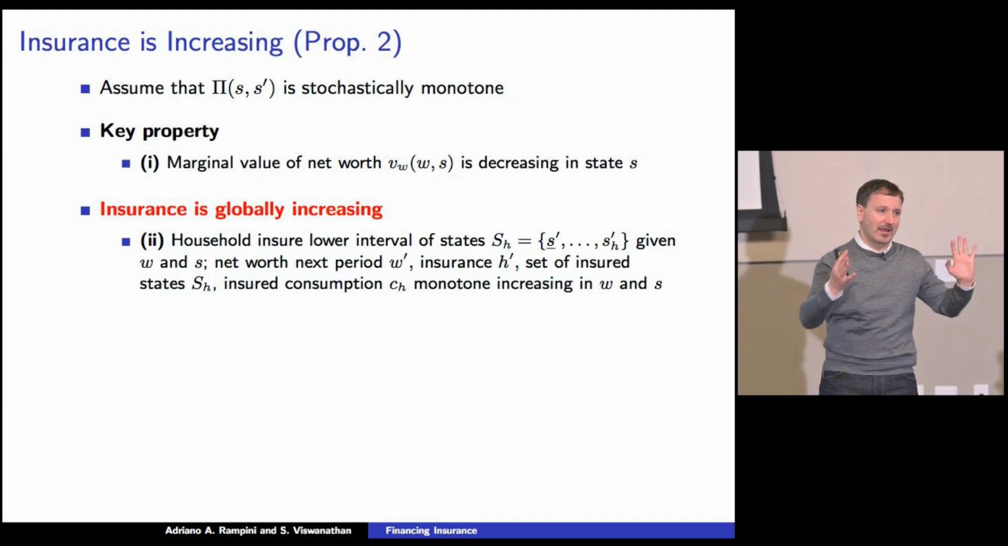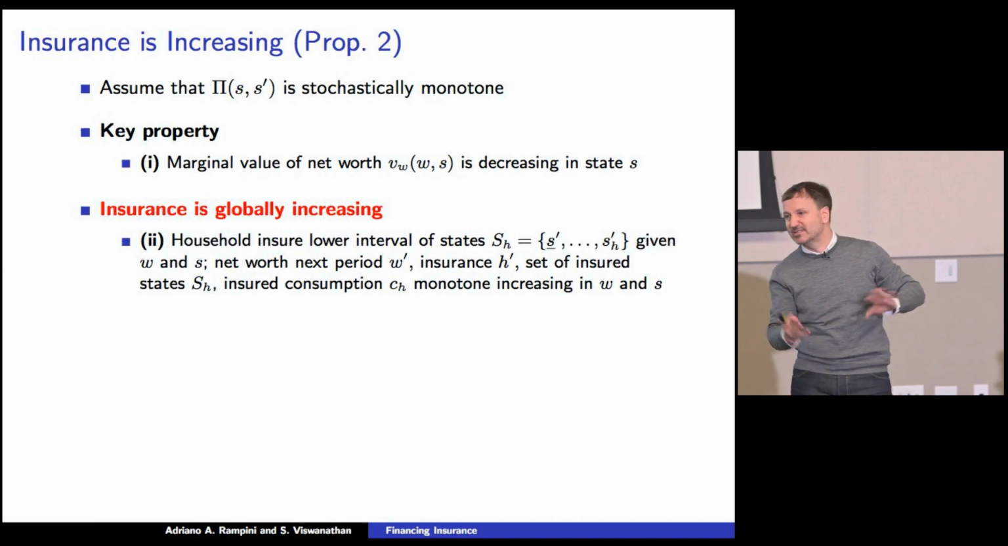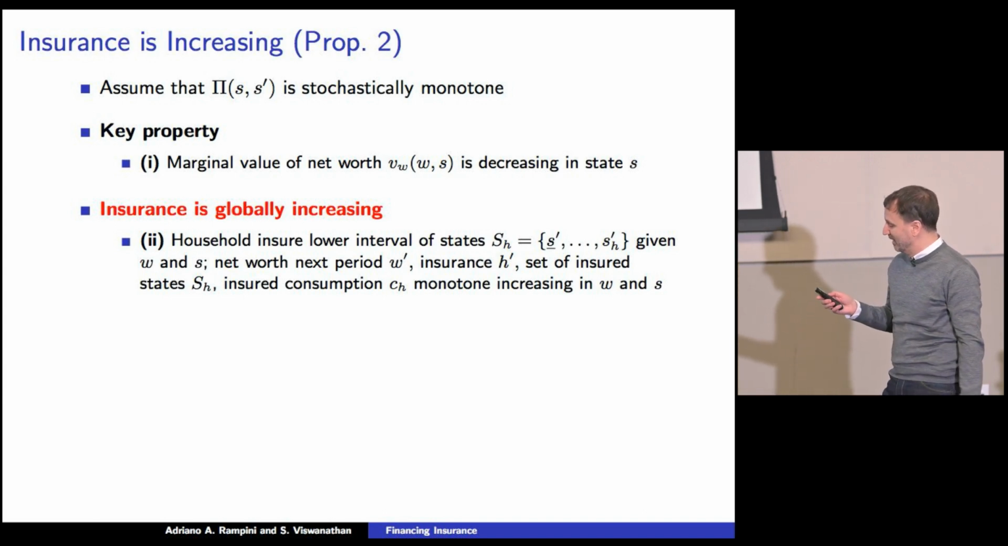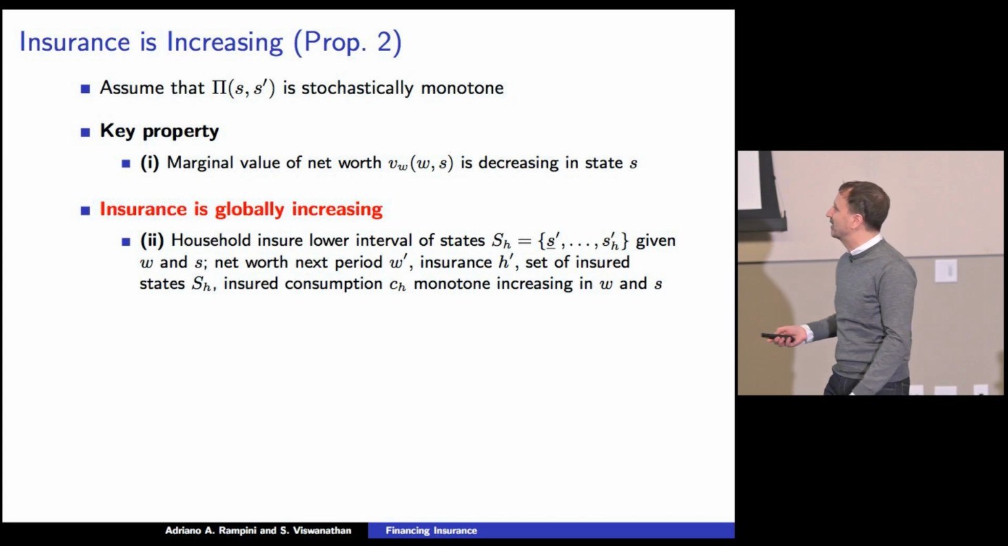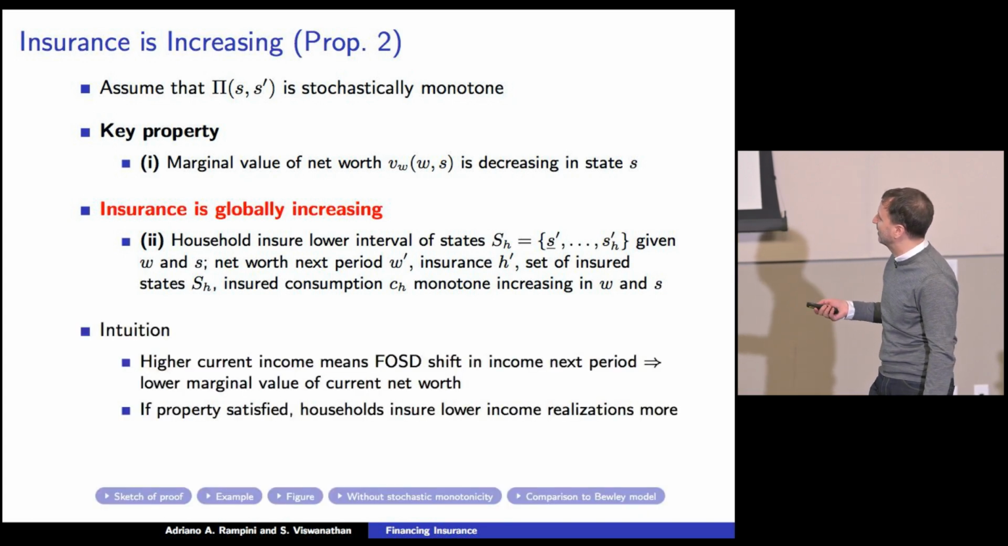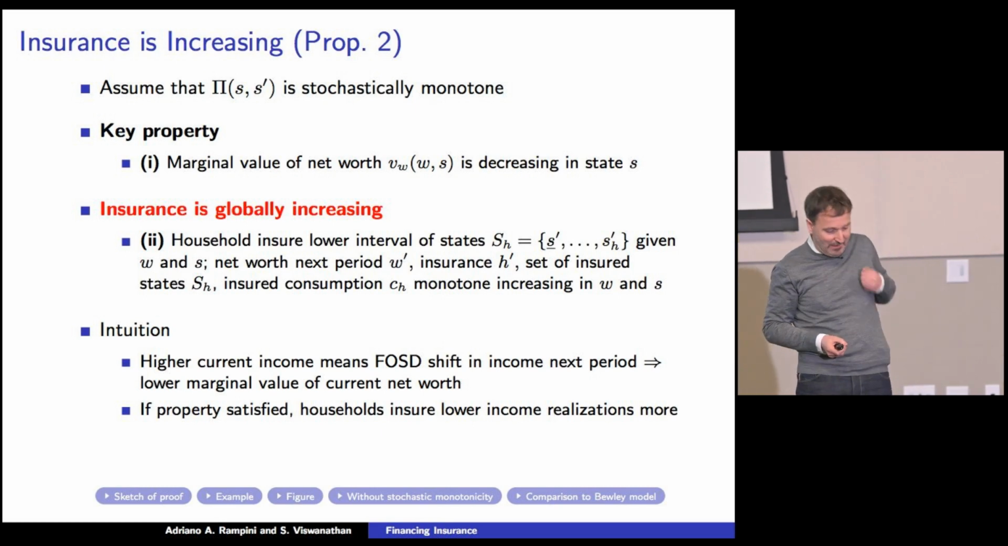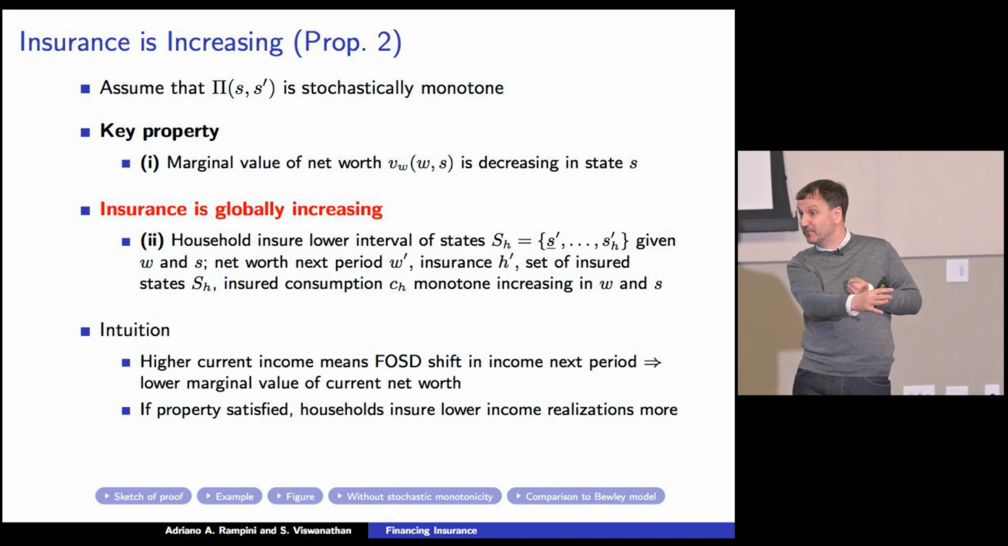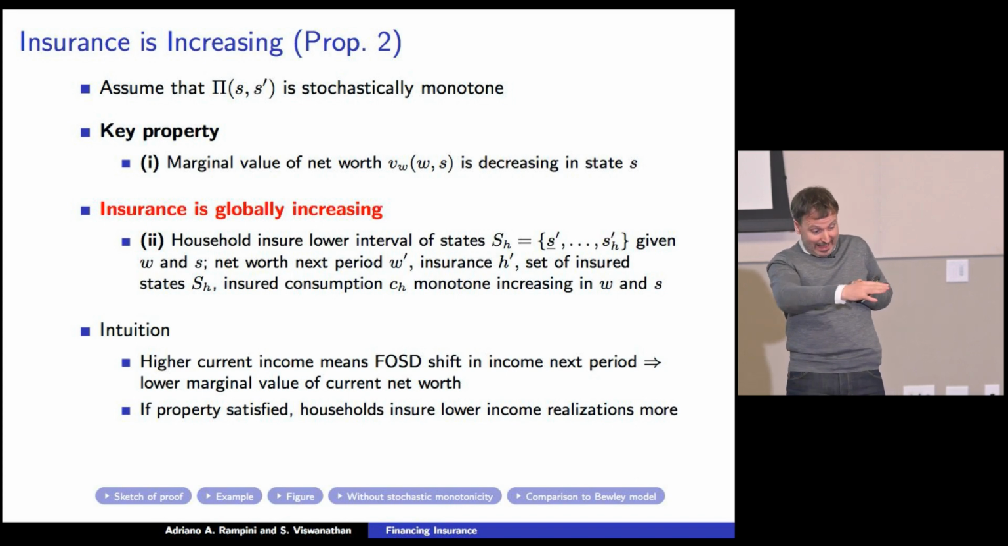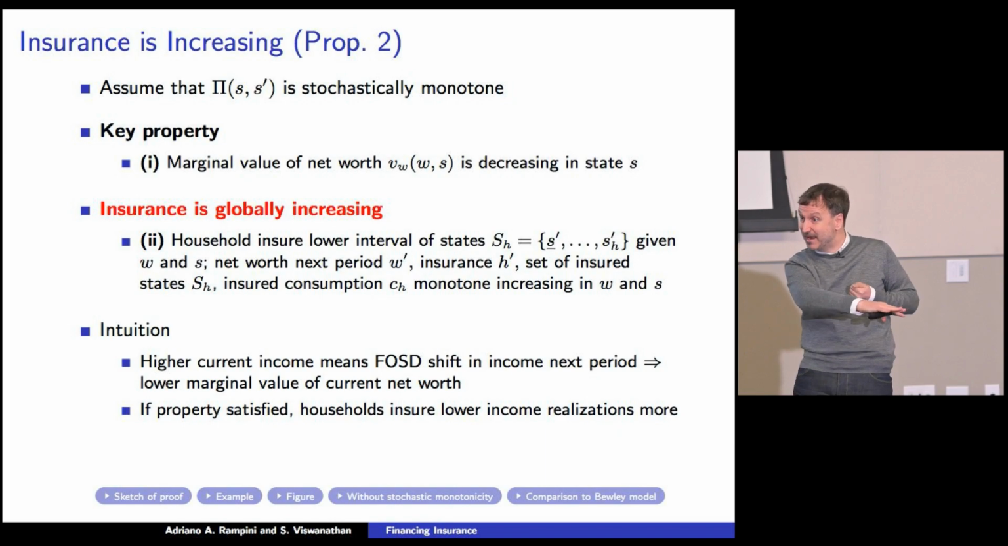Okay, so this is, at least to us, it was surprising that you can show this actually globally. It's very different from our previous work, where we could not provide a general result like this. Okay, so again, essentially, what happens here is that if I'm in a higher state, so my future is brighter, then I could buy the same portfolio of insurance claims, but because of the first order stochastic dominance shift, it's actually cheaper. Given that, I have some money left over, which I can spend. The way I'm going to spend is I'm going to eat a little more, which reduces my marginal value of net worth, and I'm going to insure a little more.